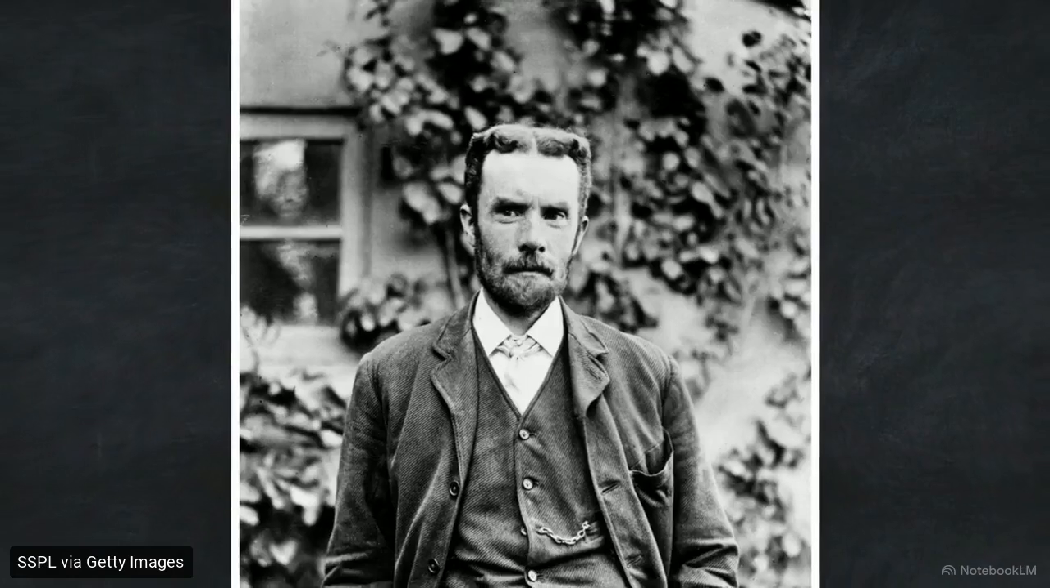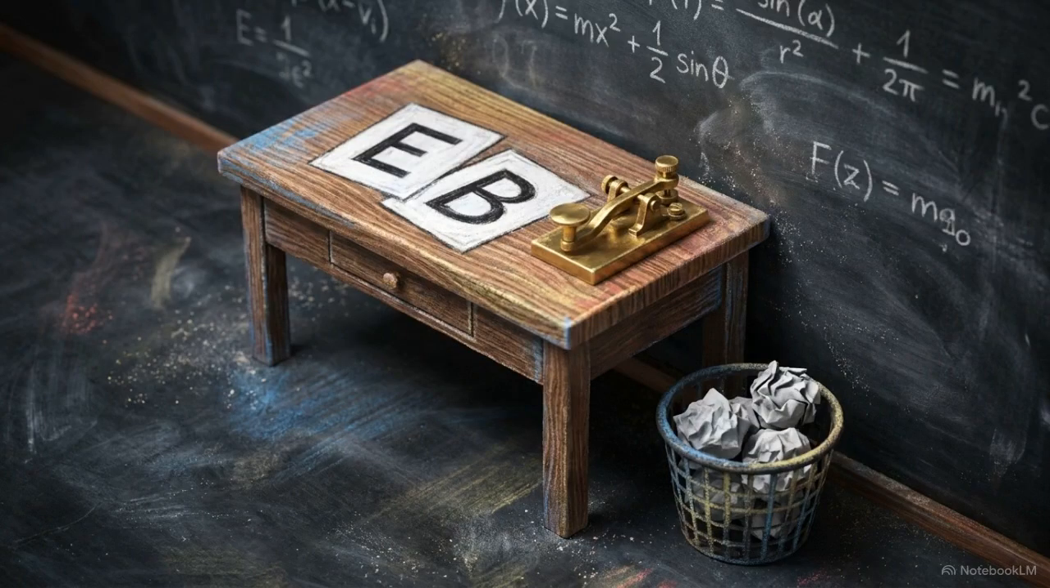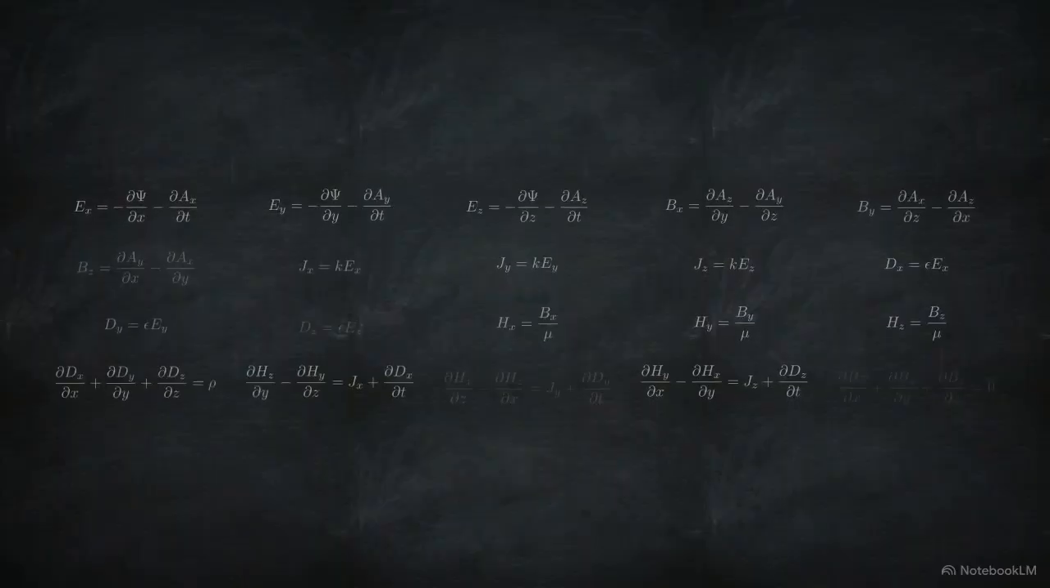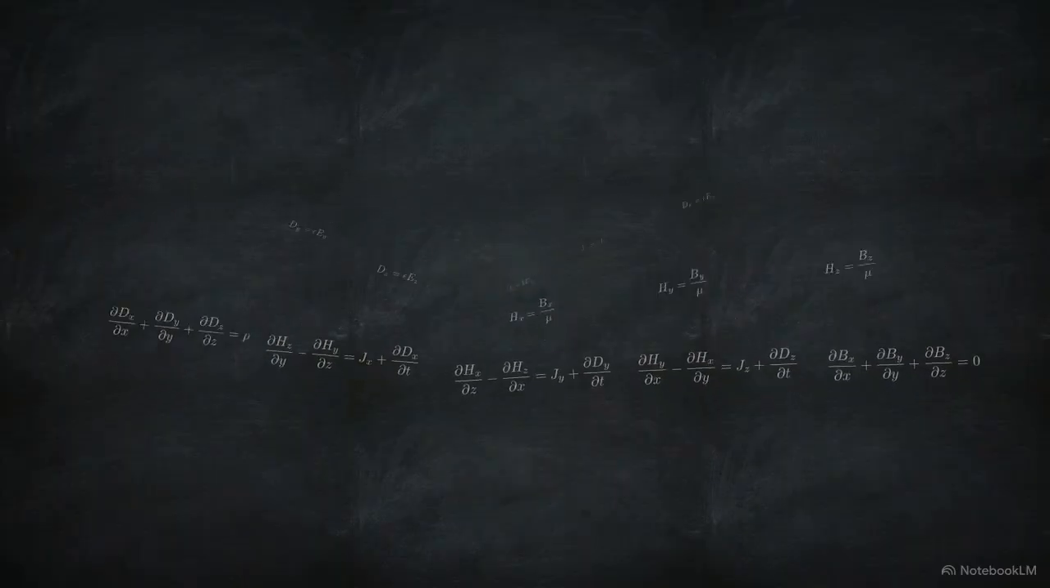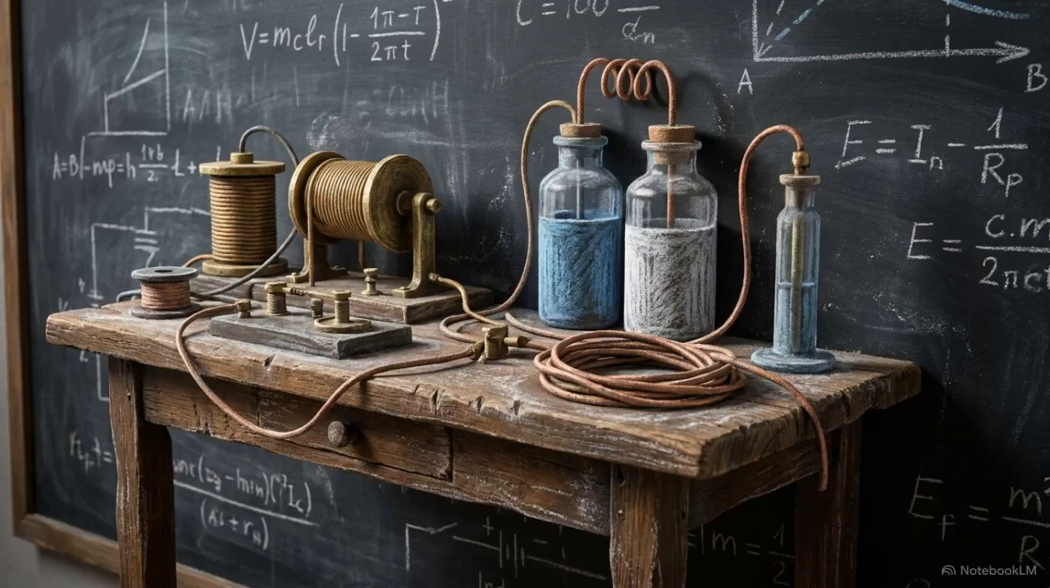Oliver Heaviside, a self-taught telegrapher, simplified the system. He discarded the abstract potentials Maxwell used and focused purely on measurable electric and magnetic fields. Using vector calculus, Heaviside collapsed those 20 variables into the 4 concise vector equations that remain the standard for electromagnetic engineering. But mathematical elegance always requires physical proof.